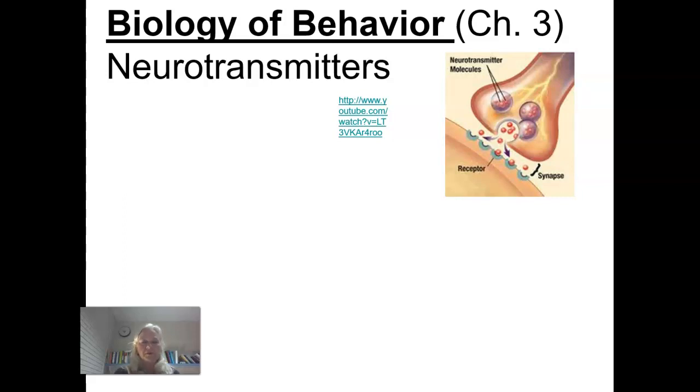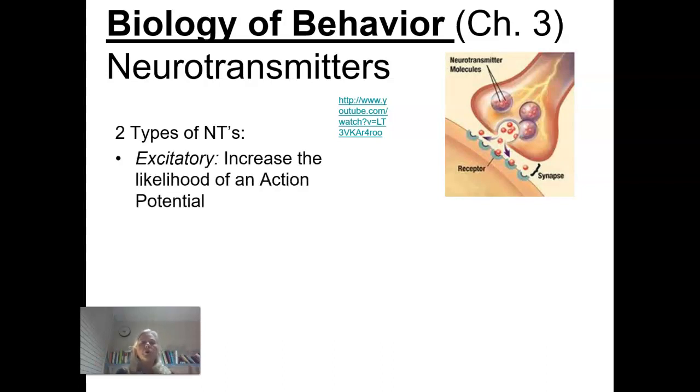So neurotransmitters make the world go round. In terms of humanity, everything that we do depends on the action of neurotransmitters. These are the chemical messengers of our nervous system. They tell us what to do. They direct our muscles. They direct our thoughts. They direct our actions, along with our brain and other chemicals in our body like hormones. But neurotransmitters are so important to understand for this unit.